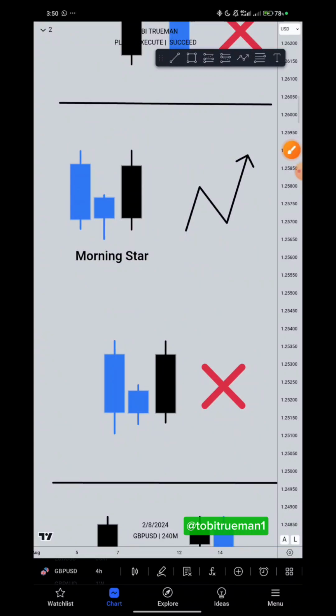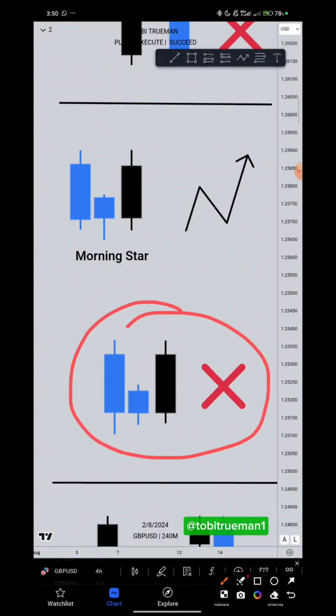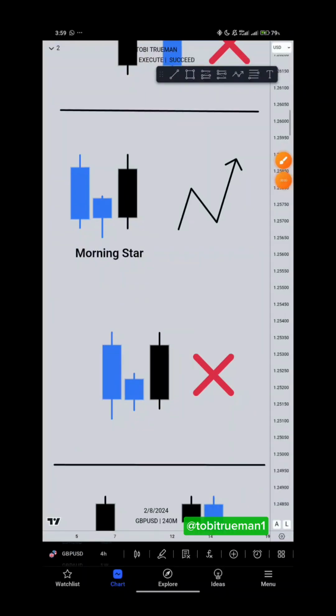Now, how to get it correctly. When this type of pattern formation forms, this is not a morning star candlestick pattern. How will you know it? When the number 1 candlestick wick is much lower than the number 2 candlestick wick and number 3 candlestick wick, this is not a morning star candlestick pattern. Do not make use of such a pattern.